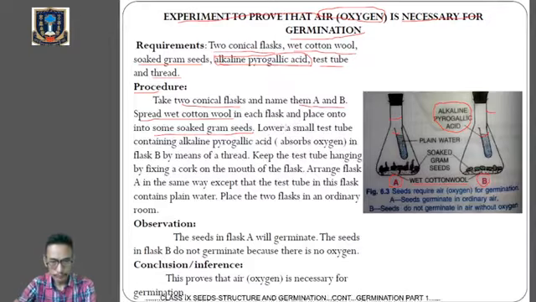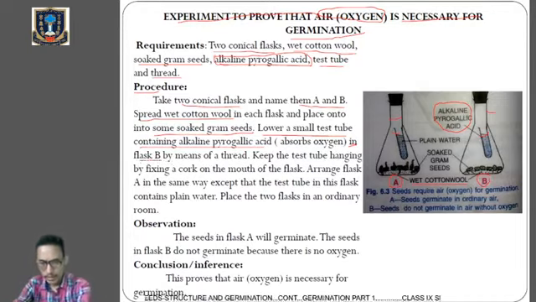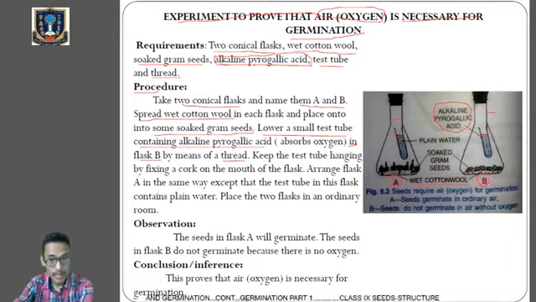Now lower a small test tube containing alkaline pyrogallic acid in flask B. So we'll now focus on flask B. In flask B we are putting a small test tube, clear? With the help of a thread we are keeping a small test tube in conical flask B, and that test tube contains alkaline pyrogallic acid.